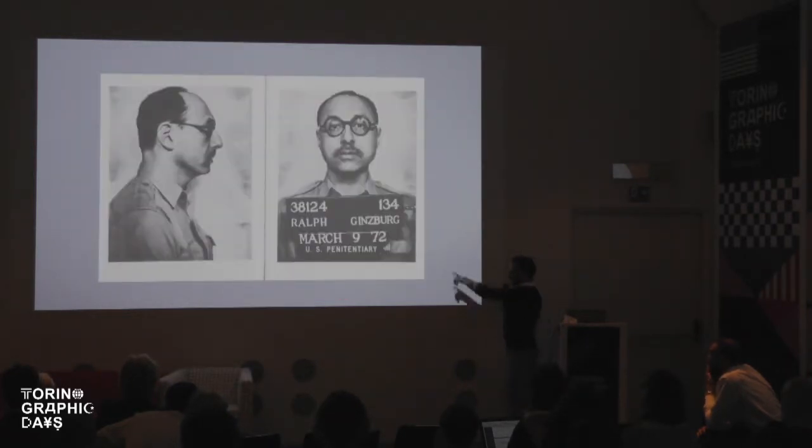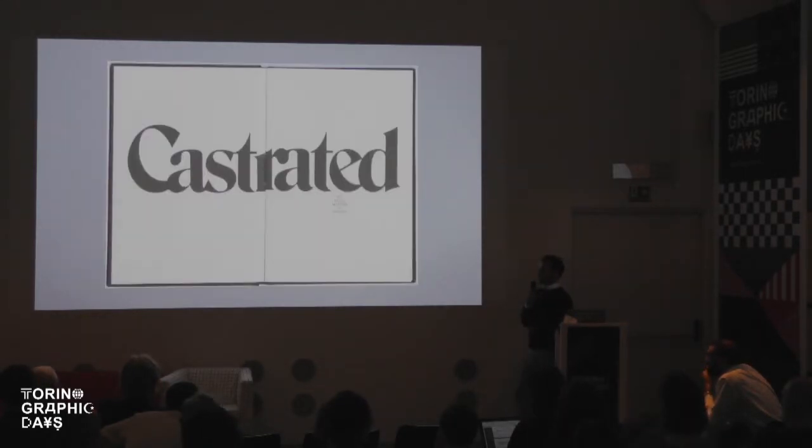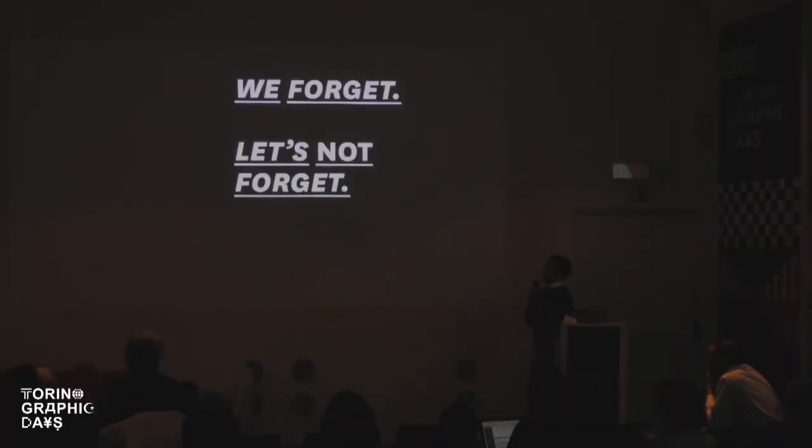There he is going to prison in March of 1972, the official. So this is the end papers of the book that he wrote. It's called Castrated. It's about arrows. So it's very much a Ginsberg thing, and it's designed by LeBallon. So let's not forget these kinds of things.